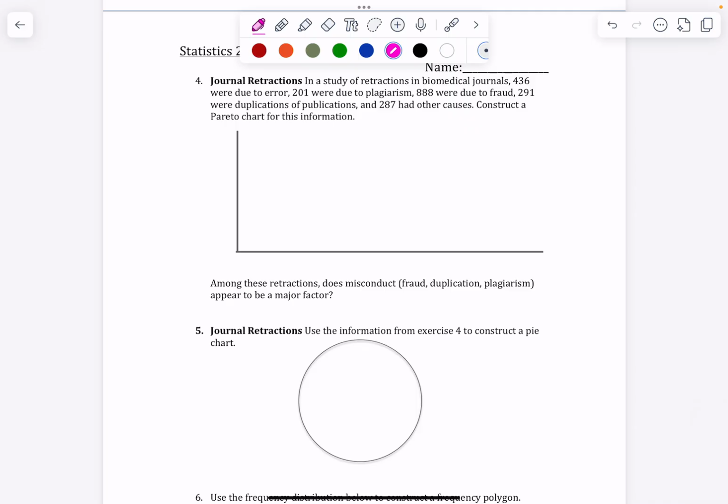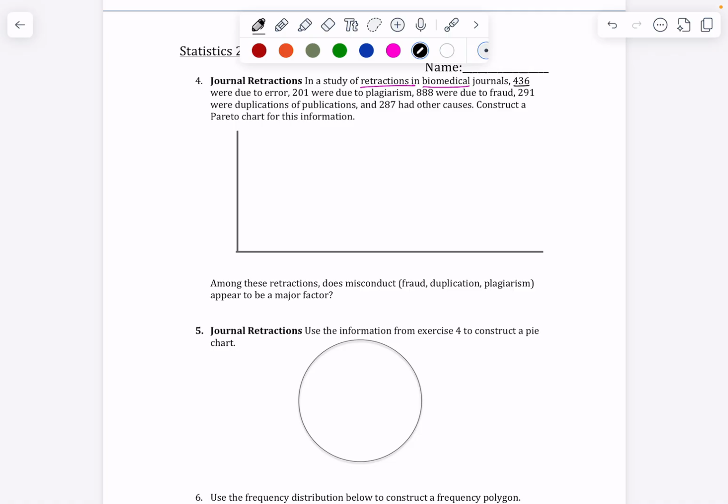So we have journal retractions. In a study of retractions, which mean they took it out of publication, right? So this journal article was published, and then for some reason they said, oh nope, there's false information in there, so they yanked it off the shelf, right? In a biomedical journal, so something was wrong with their research or whatever, so they pulled it off the shelf, right? They made it not be in publication anymore, so they retracted their statement, right?